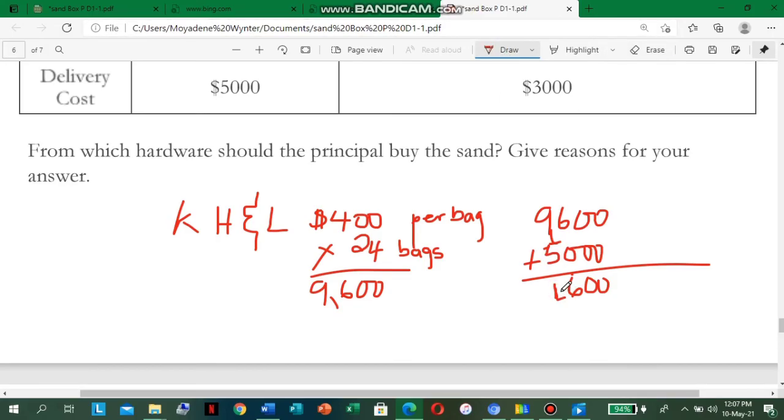So I put my 4 and I put my 1. So it's 14, so it's 14,600. All right, so sorry, that is the total.